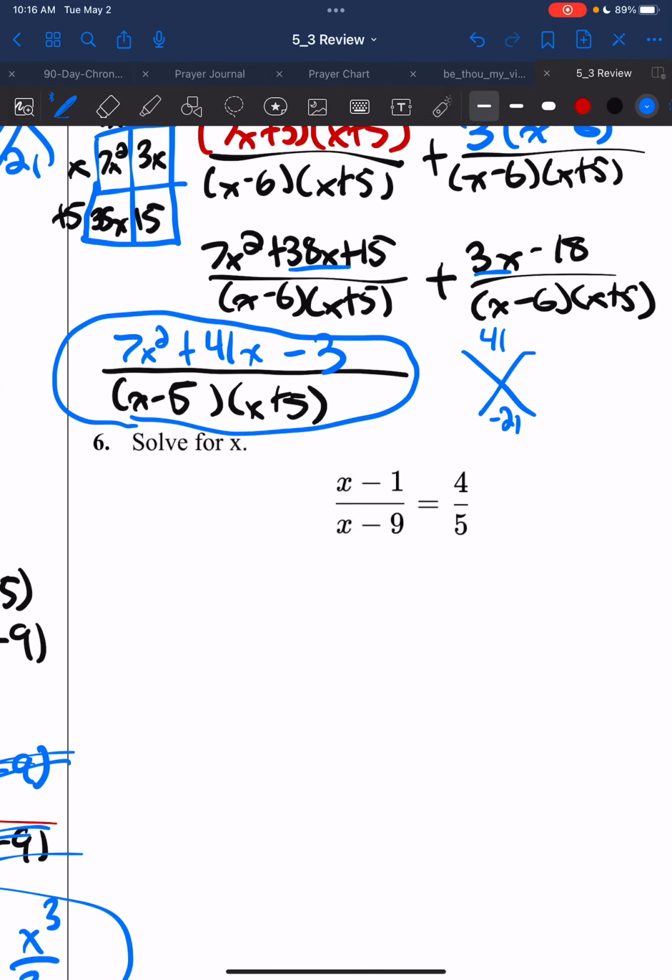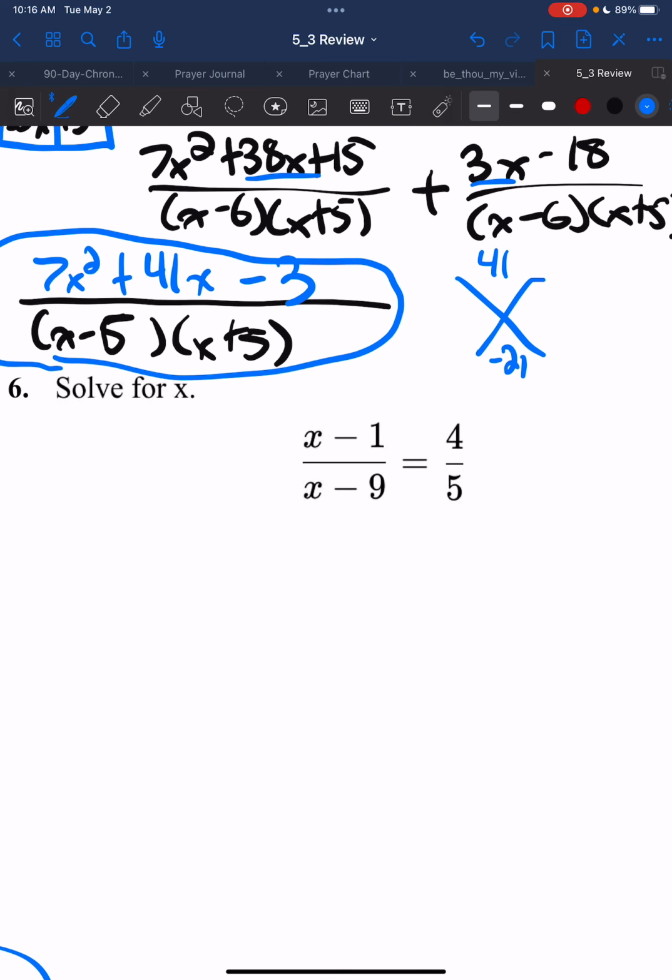Okay, welcome to part 2. We're going to be working through questions 6 through 10 on this video. So starting off with number 6, it says solve for x.